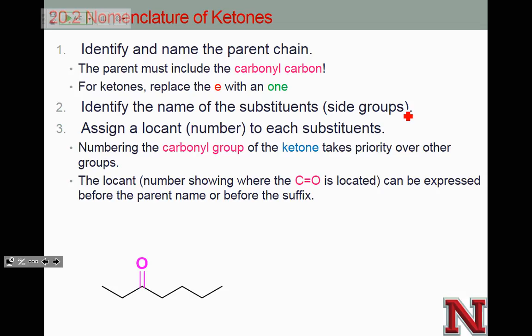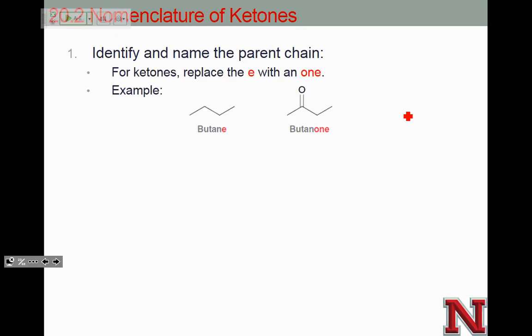And of course, the locus number can be either before the -one or before the parent name. So fairly straightforward. Then assemble alphabetically. So instead of butane, this would be butanone. And in the case of butanone, which is really the only one, we don't really need a locus number because whether the ketone is here or here, it's still butanone because it's symmetric.